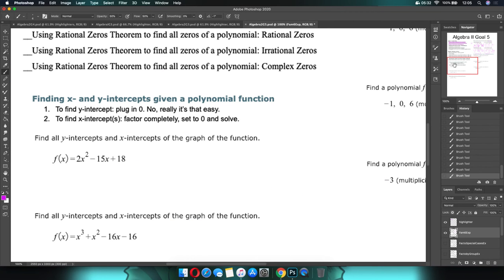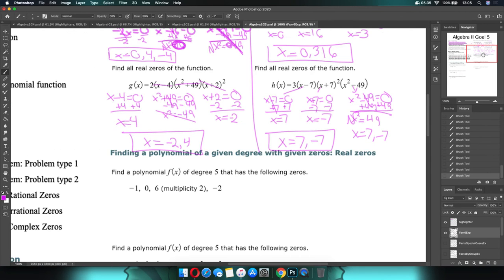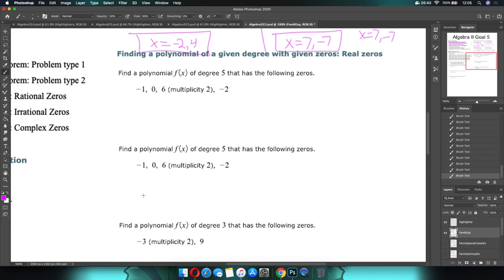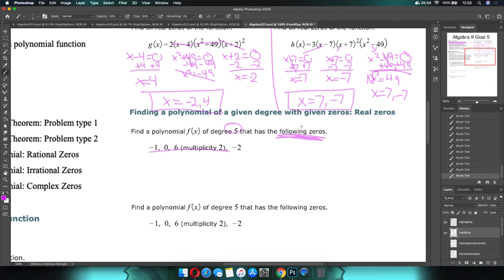Next is finding a polynomial of a given degree with given zeros. Again, they're being nice to you. They are literally handing everything to you on a silver platter. So these are all of the zeros. In other words, this is this topic in reverse. Okay? So if I'm told basically x equals -1, x equals 0, x equals 6, and then x equals -2, that's what they're fundamentally telling me.